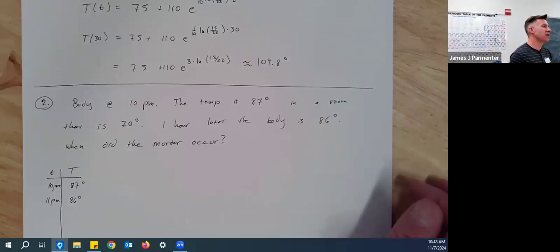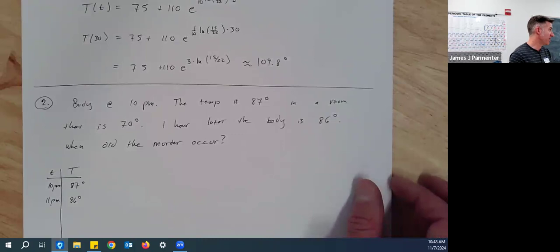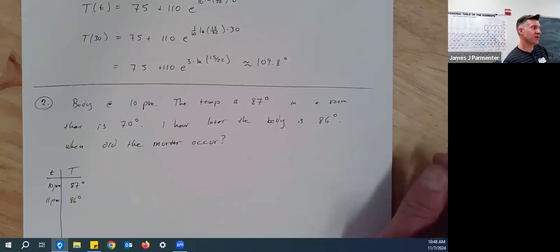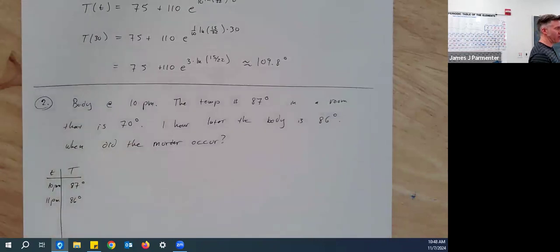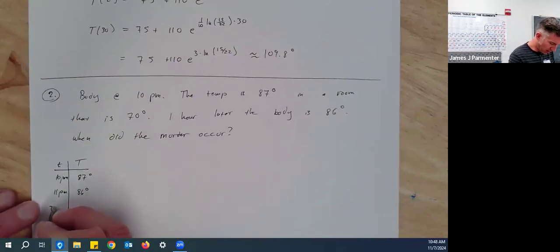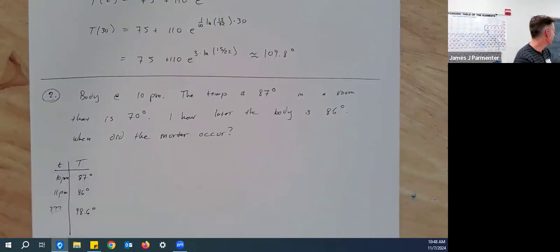And what do we generally assume a normal body temperature is in Fahrenheit? 98.6. 98.6 is the general assumption. I don't know if that's actually correct, but it is what people usually default to, unless they're told something else. So we're really wondering what time it was when the body was 98.6 degrees.